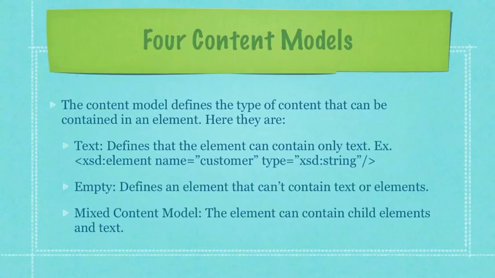schema looks like. The content model defines the type of content that can be contained in an element, and here they are. Text defines that the element can contain only text, and here's an example of a text model.